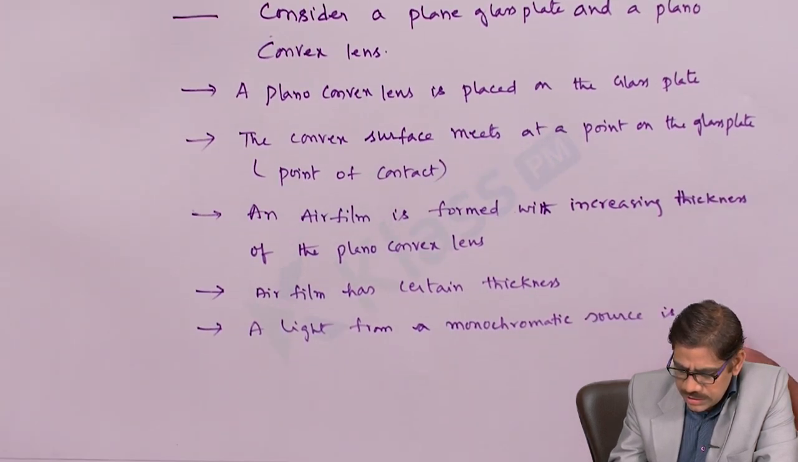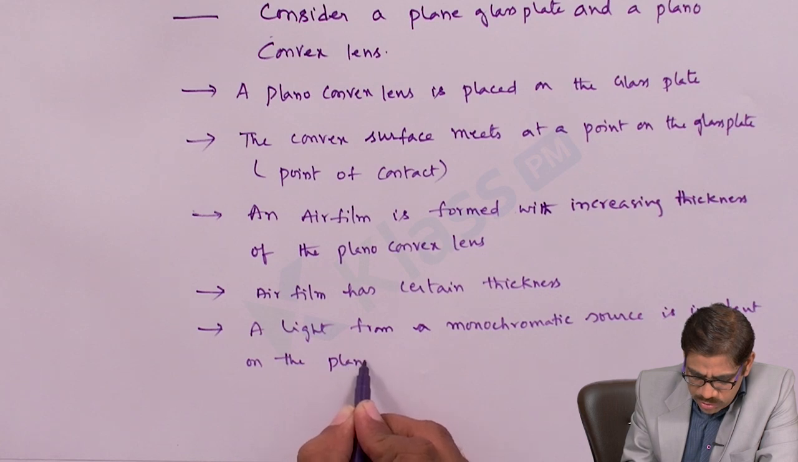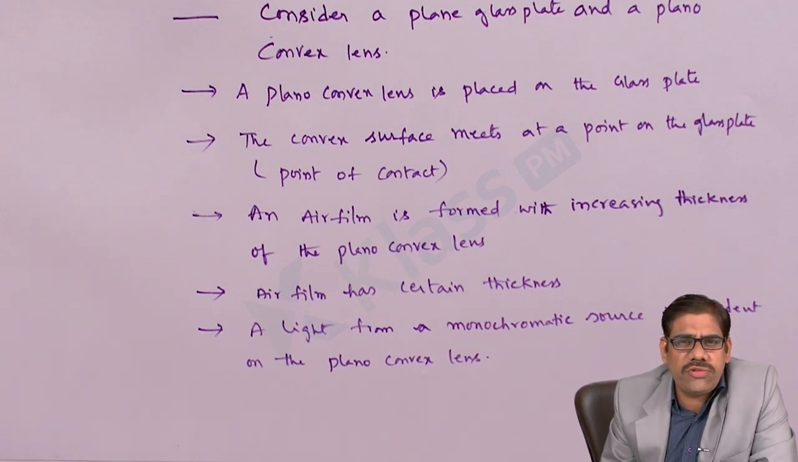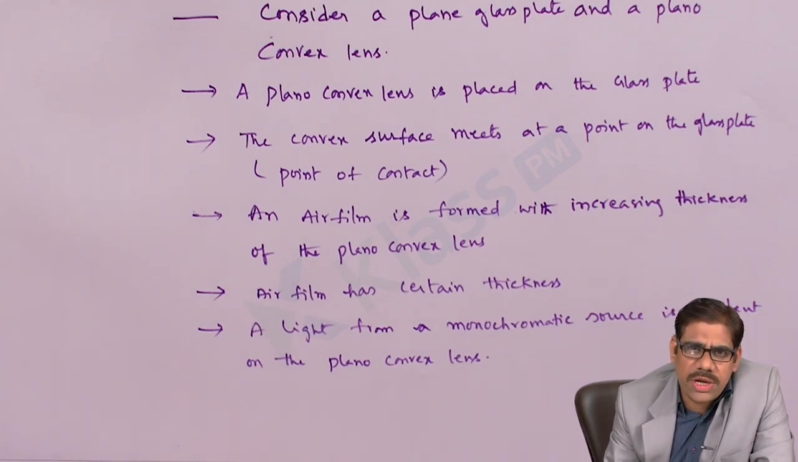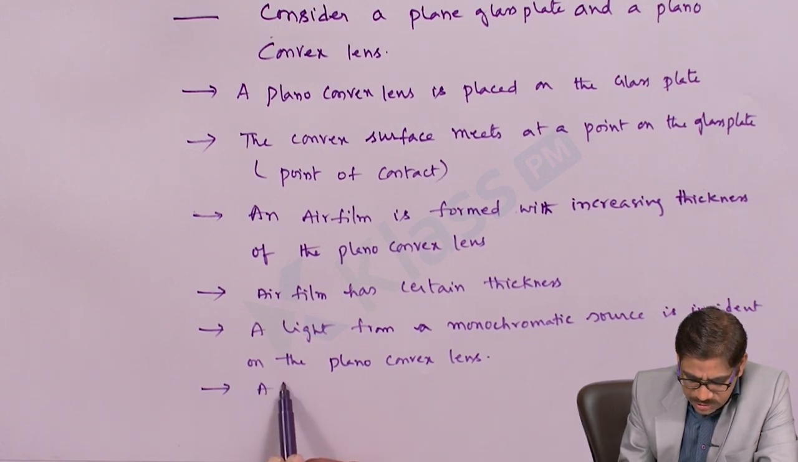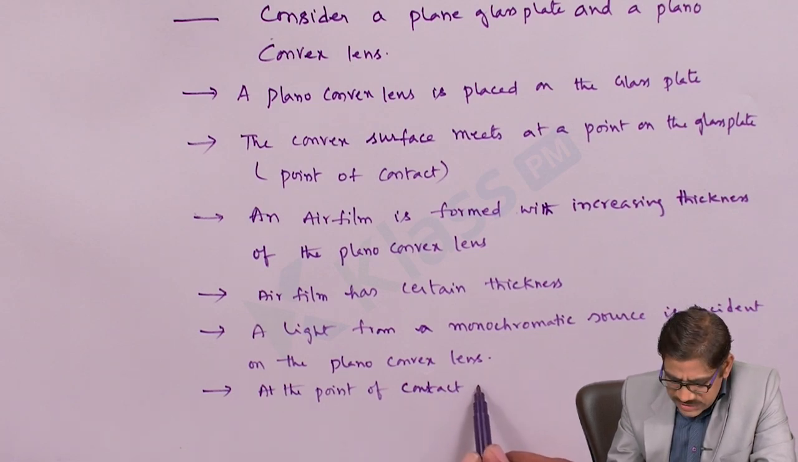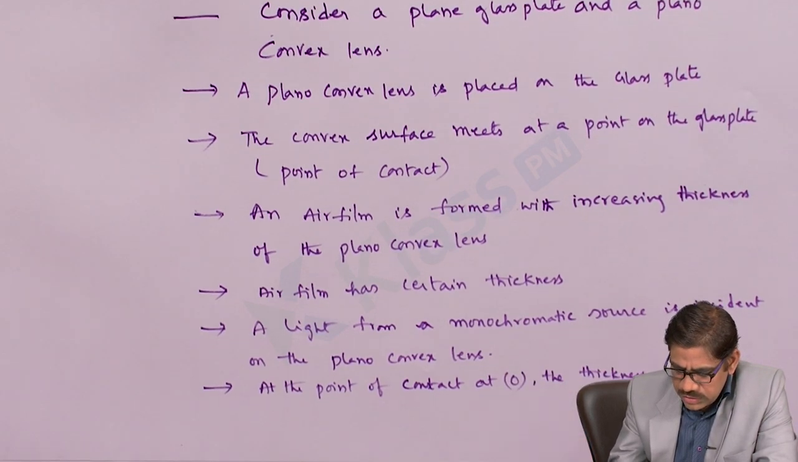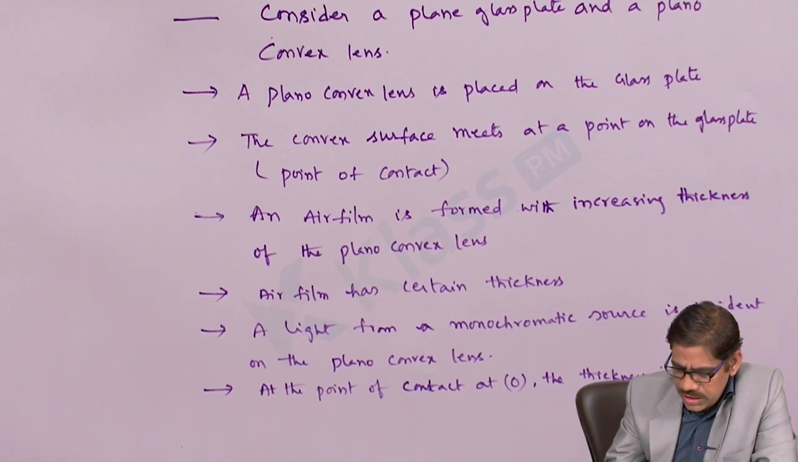Now, light from a monochromatic source is incident on the plano-convex lens. When light is incident on the plano-convex lens, it reaches the point of contact. As shown in the diagram at O, the thickness is supposed to be very small, rather 0. We can say that at the point of contact, the thickness is 0.